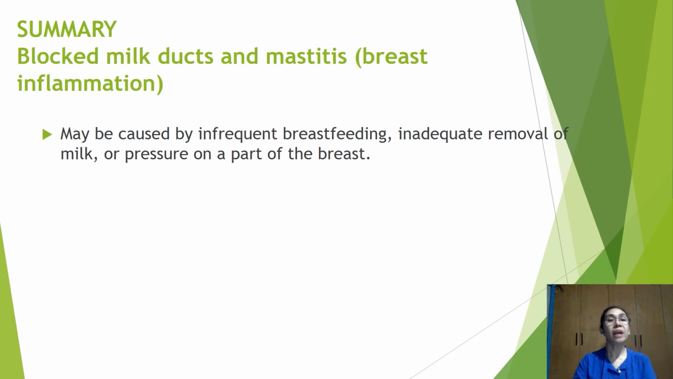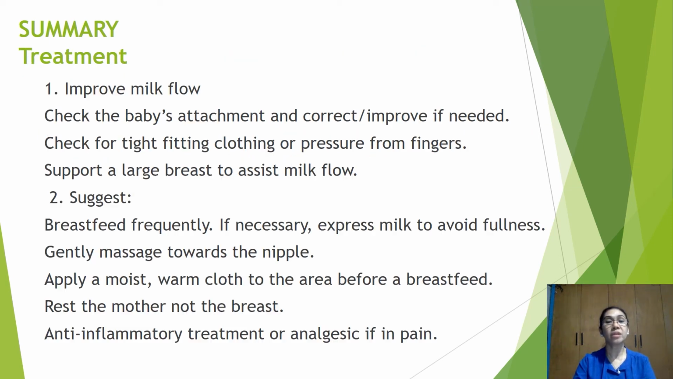Blocked milk ducts and mastitis, or breast inflammation, may be caused by infrequent breastfeeding, inadequate removal of milk, or pressure on part of the breast. So how do we treat mastitis or blocked milk ducts? First, we have to improve milk flow. Check the baby's attachment and correct or improve if needed. Check for tight-fitting clothing or pressure from fingers. You have to support a large breast to assist milk flow.